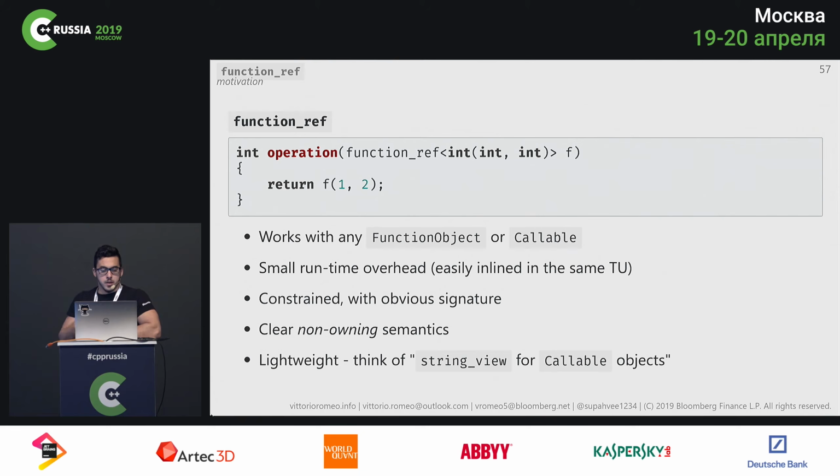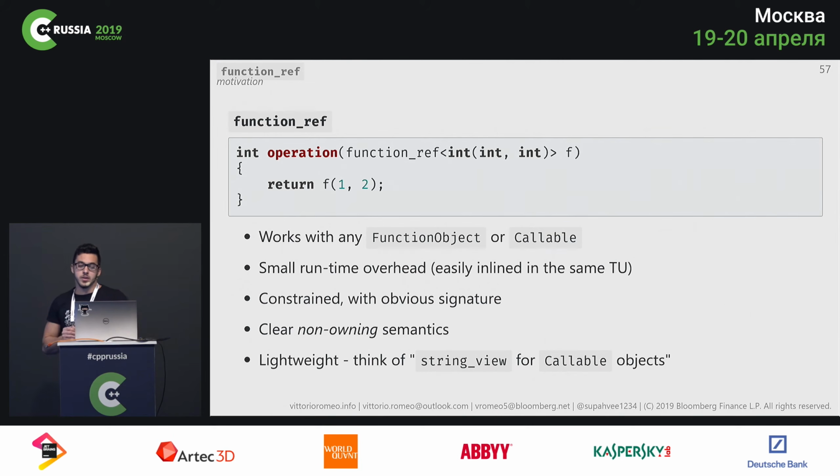And then finally, we have my proposal, function_ref, and what this does is a very lightweight view over a callable. And as you can see, the syntax is exactly the same as a std::function. You provide your function_ref, takes two integers and returns an int, and you invoke it normally. And as you can see here, I'm taking it by value because it's extremely cheap to copy. So this works with any function object or callable.